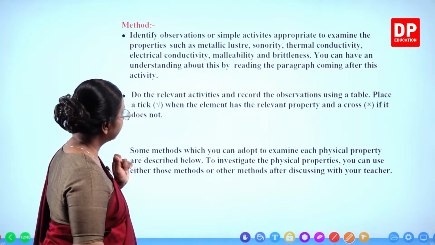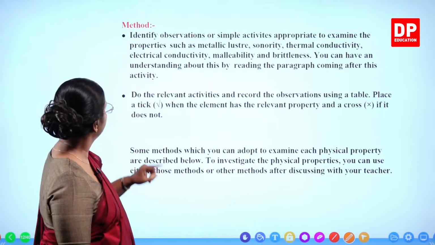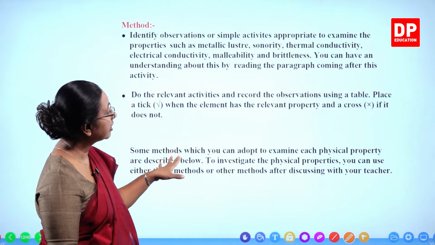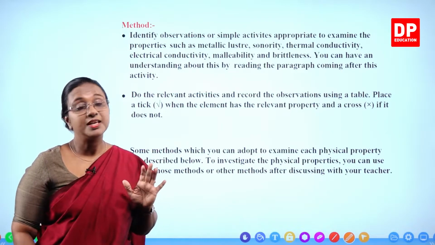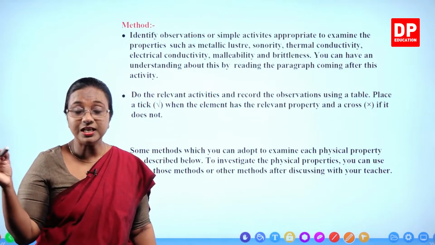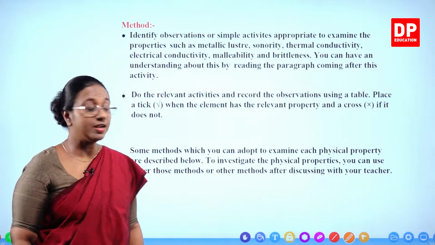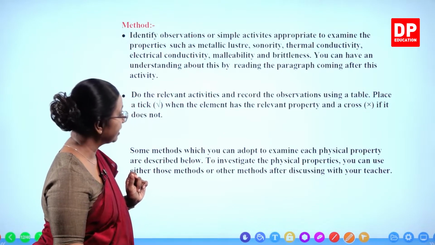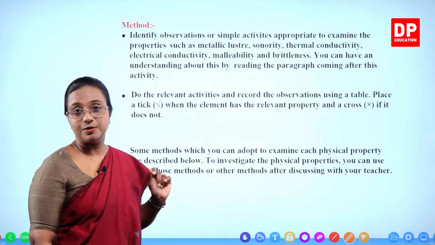Do the relevant activities and record the observations using a table. Place a tick when the element has the relevant property and a cross if it does not have the relevant property. Is that clear, students? In the table, you have to put a tick and identify whether they have the relevant property. Then some methods which you can adopt to examine each physical property are described below.